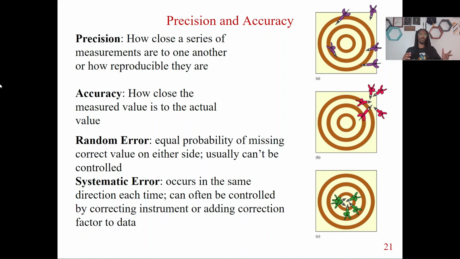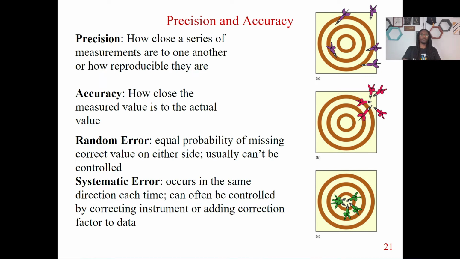So now let's talk about precision versus accuracy. These are two things that you definitely want to pay attention to, and you don't want to confuse as well. So precision. Precision is basically how close a series of measurements are to one another, or basically how reproducible they can be.